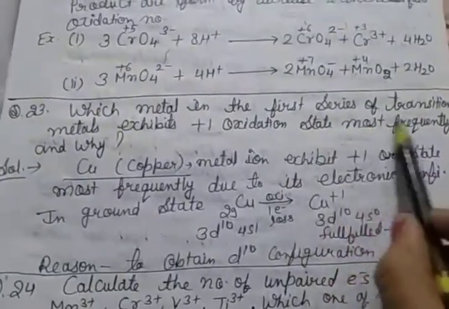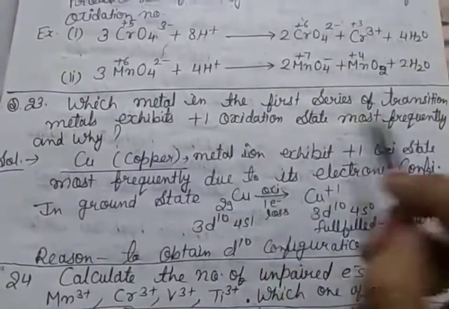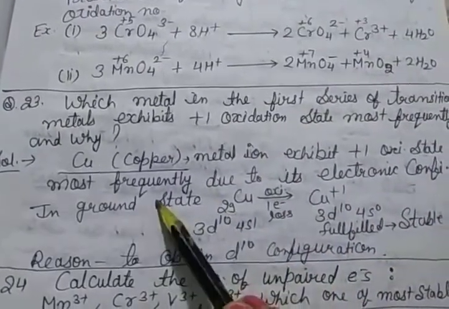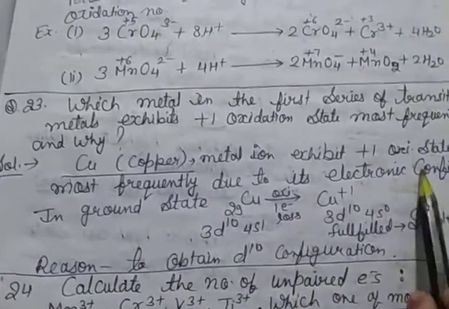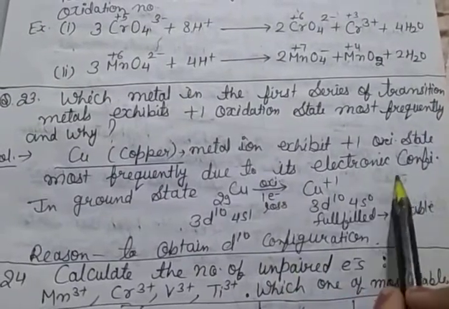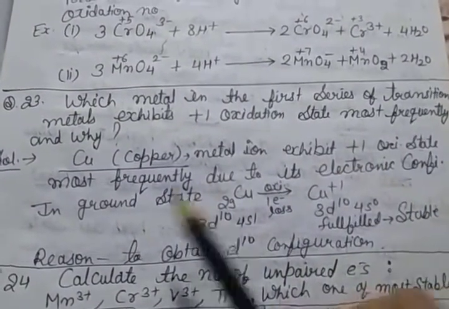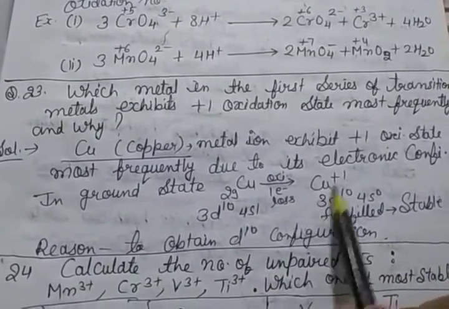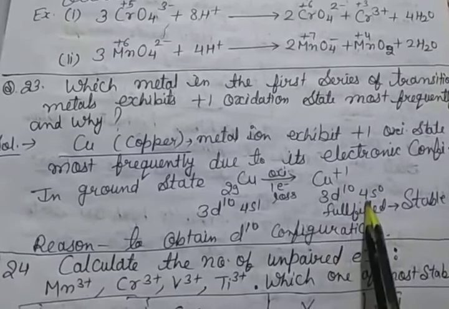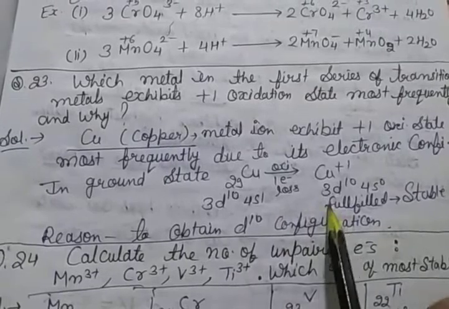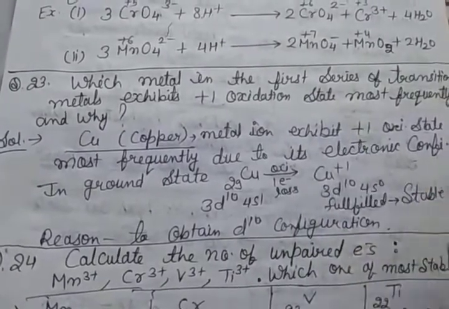Next question: which metal in the first series of the transition metals exhibits the plus 1 oxidation state most frequently? Copper exhibits the plus 1 oxidation state most frequently due to its electronic configuration. In the ground state, copper has atomic number 29; on losing 1 electron it becomes copper plus 1 with a fully filled d10 configuration, so it is more stable.